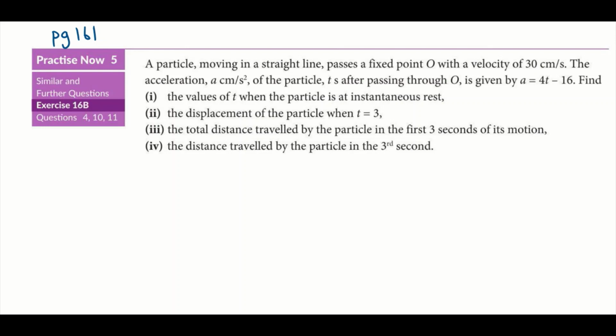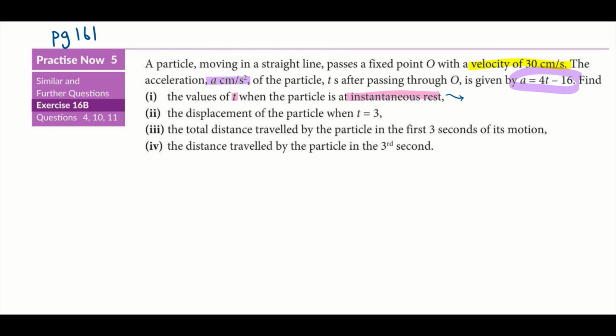This is another practice question for kinematics with integration. The question is on a particle which passes through a fixed point O with velocity 30 centimeters per second. It's given that its acceleration, a cm/s², is given by the expression 4t minus 16. I want to calculate the values of time t where the particle is at instantaneous rest.